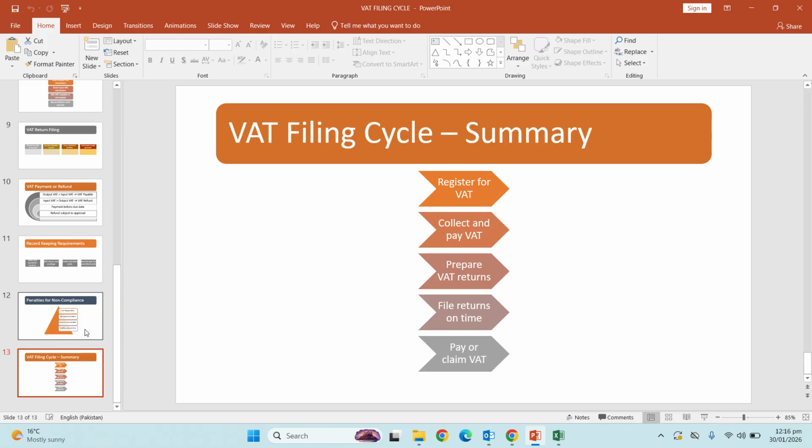To summarize, the VAT filing cycle includes VAT registration, collection and payment of VAT, preparation and filing of VAT returns, and payment or refund of VAT. Timely compliance and accurate reporting are essential to avoid penalties. So, this is the closing of the VAT cycle.